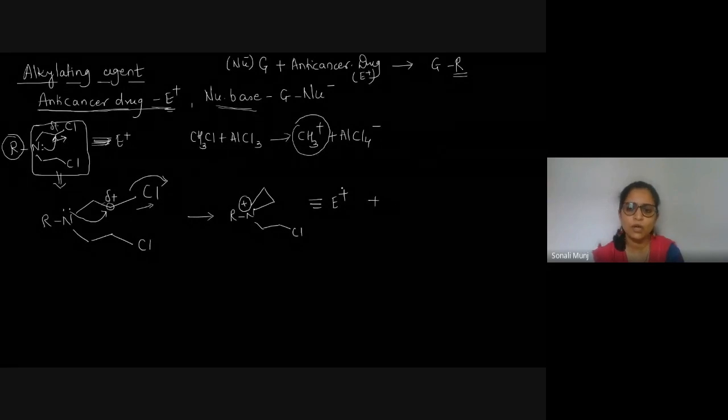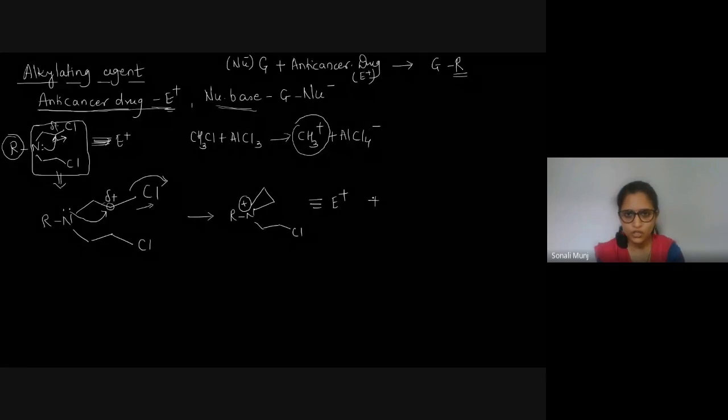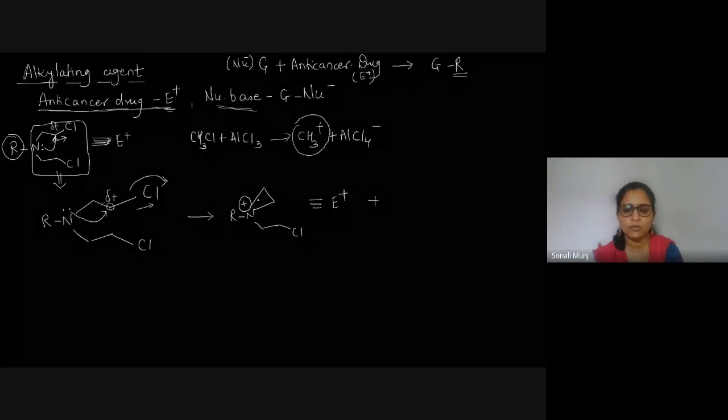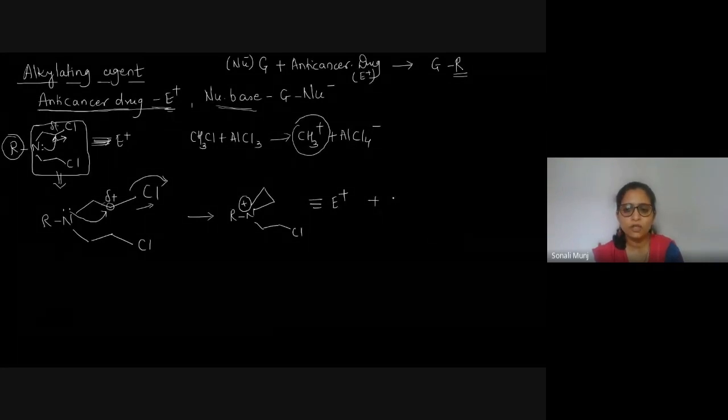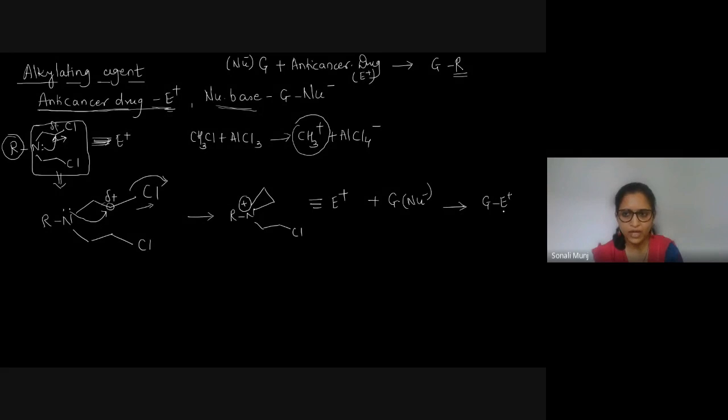Because when you say nucleophilic nature, it means the structure has to be electron rich, right? The species has to be electron rich. So you have the electrophile generated from the anti-cancer agent, and you have guanine acting as a nucleophile, so the reaction will take place between the two, and what you will have as a product is guanine which is alkylated with this electrophile.